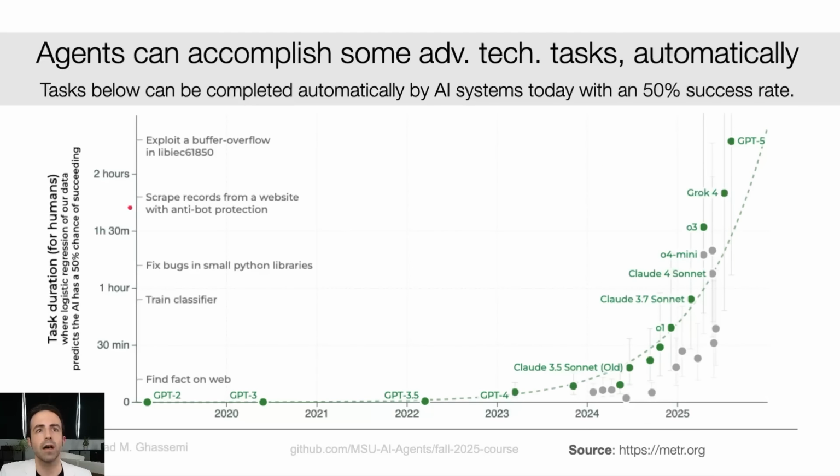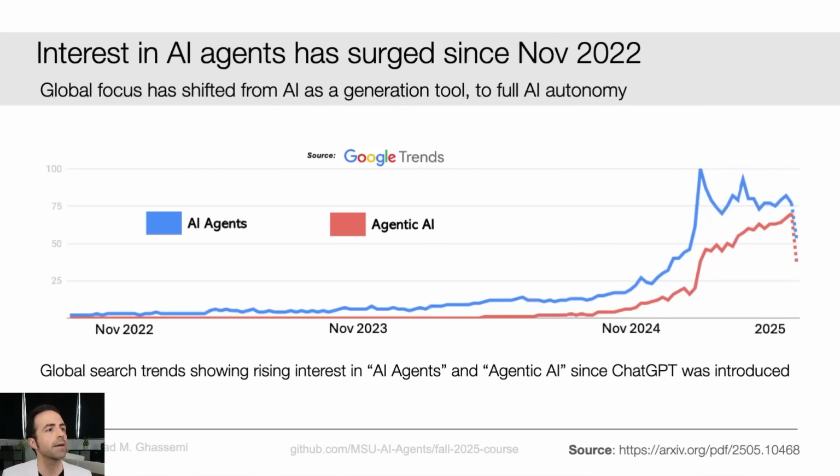Here's some examples of other more advanced technical tasks that AI agents can do that take human beings a lot more time. So here's an example of scraping records from a website with anti-bot protection. This is a common kind of thing in a lot of data science workflows. A human being takes between 1 and 2 hours to get this task done, and many AI systems can now do this completely autonomously with success rates at or above 50%. So agents are accomplishing some really incredible technical things, and I only think it's going to get better.